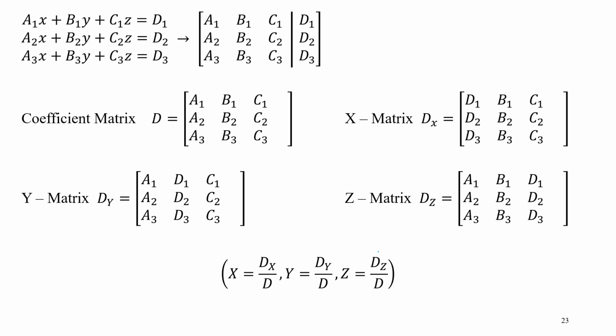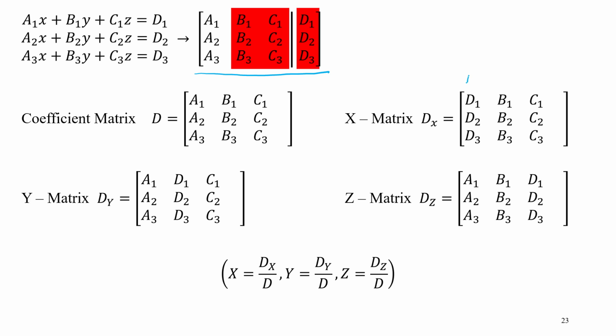So you're going to be given three equations, and you're going to have to write them out as an augmented matrix. Look at the determinant of the coefficients, so the A, B, and C. Then you're going to look at the X matrix. So you're going to replace the A column with the answer column. So this was an A column, but now it's the D column.